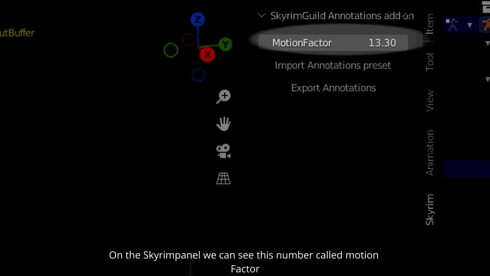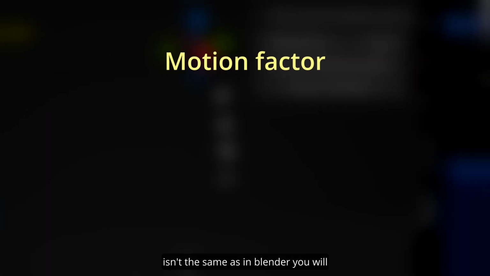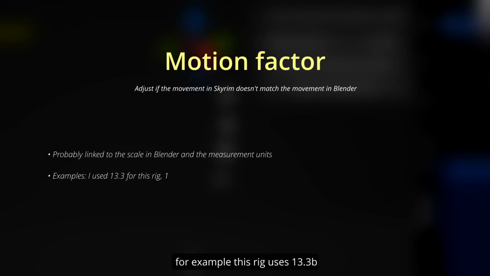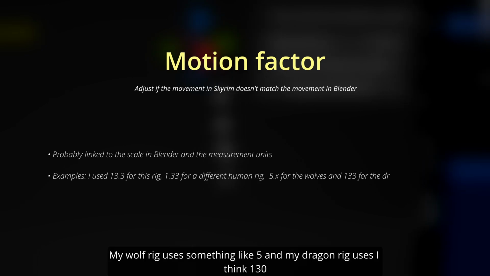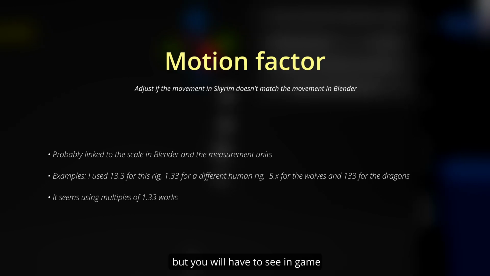On the Skyrim panel we can see this number called motion factor. If you notice that in game the movement isn't the same as in Blender, you will have to play with this number. For example, this rig uses 13.3, my wolf rig uses something like 5, and my dragon rig uses, I think, 113. From my testing, using multiples of 1.33 works well, but you will have to see in game.